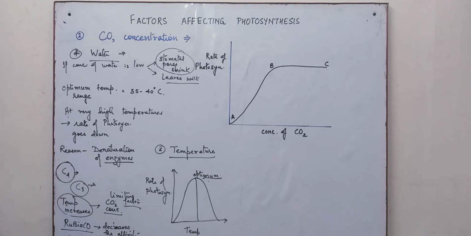So various factors affect the rate of photosynthesis. For the plant to have a normal or effective rate of photosynthesis, all the factors must be present in optimum concentration to bring about an effective or efficient rate of photosynthesis.